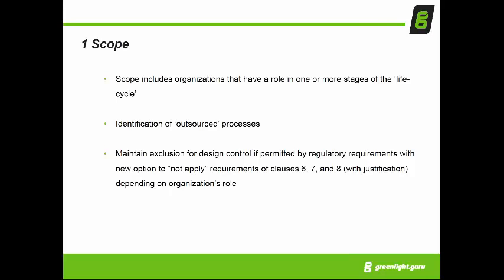The first area I want to dive into is the scope. The big thing about the scope is this idea of a life cycle. I think that's been ingrained. The product realization process defined in the ISO standard starts to really ingrain that with us in some respects, but there's a lot more emphasis on this throughout the entire standard. The other key thing is having control over outsourced processes and understanding the impact of that from a quality management system standpoint.